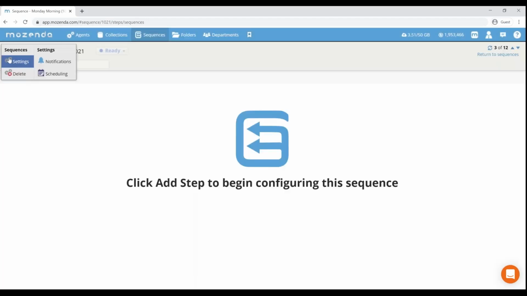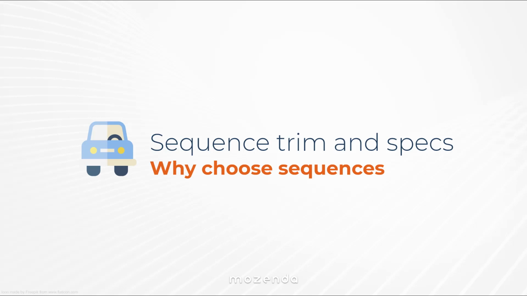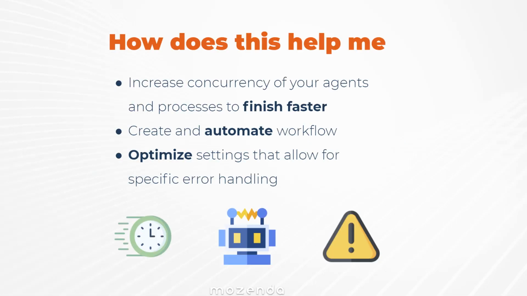Okay, so now we're going to dig into why you should choose sequences. And so there's mainly these three reasons. So with sequences, you can increase the concurrency of your agents, aka you can run 2 agents or more side by side each other, or within a single agent, you can run lots of different jobs if it's going through various pages.